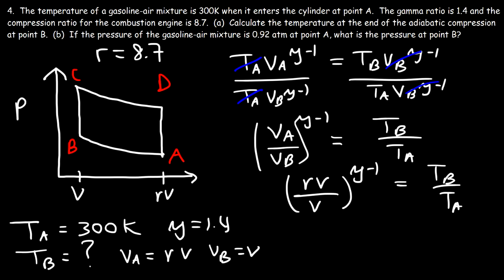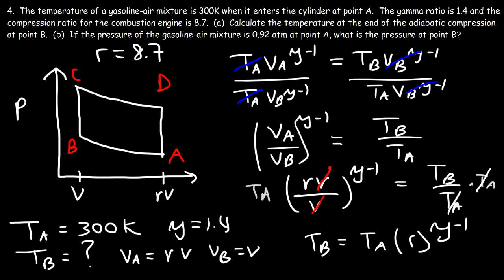So I can cancel V. And then I'm going to multiply both sides by TA. So TB is TA times the compression ratio raised to the gamma minus 1.